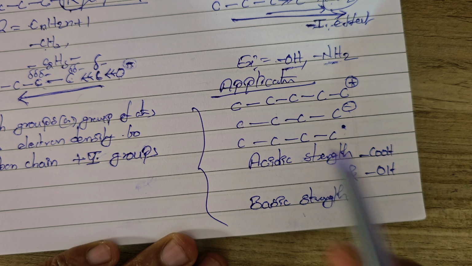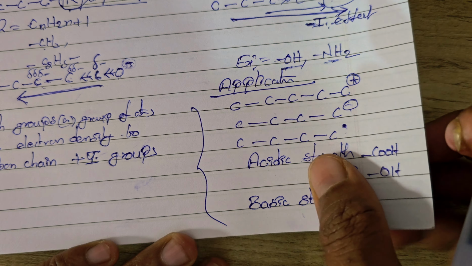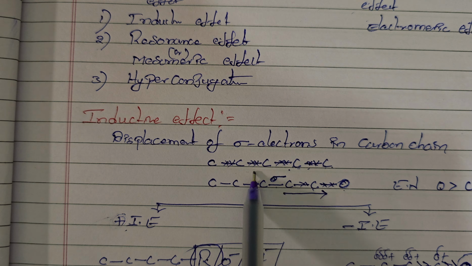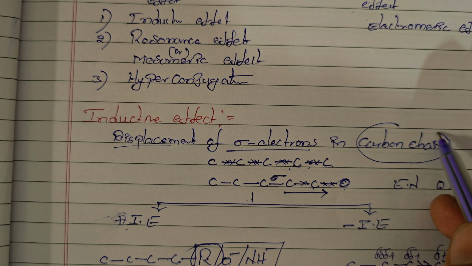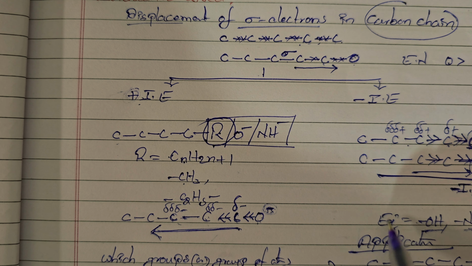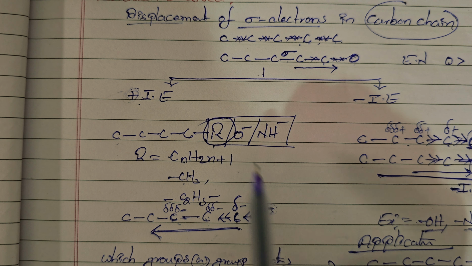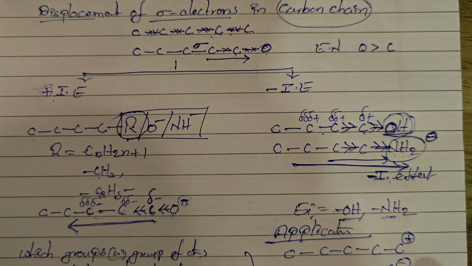So, the applications I am explaining now. Inductive effect means displacement of sigma electrons in the carbon chain towards carbon or away from the carbon, depending upon what groups are connected here. So, application, first application.